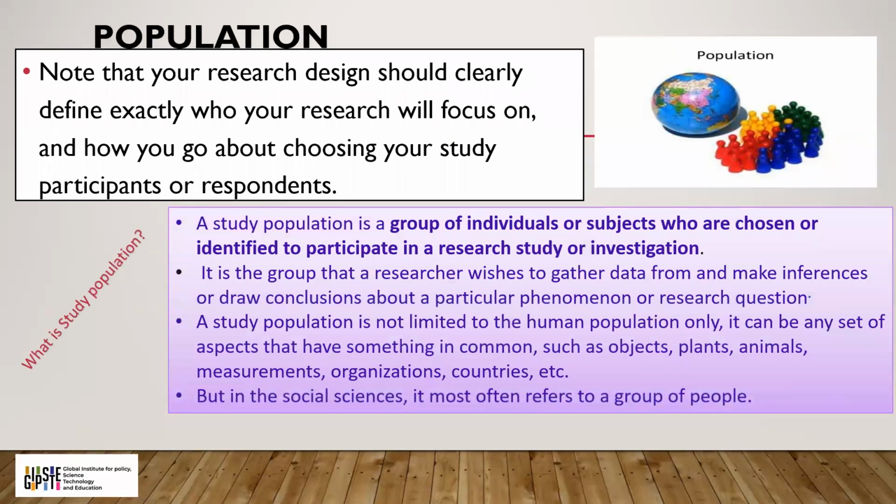A study population is a group of individuals or subjects who are chosen or identified to participate in a research study or investigation. It is a group that a researcher wishes to gather from and also make inferences or draw conclusions about a particular phenomenon or research question. The study population is not limited to only human population. It can be any set of all aspects of something in common, such as objects, plants, animals, measurement, organization, or country. But in social science, it most often refers to a group of people.